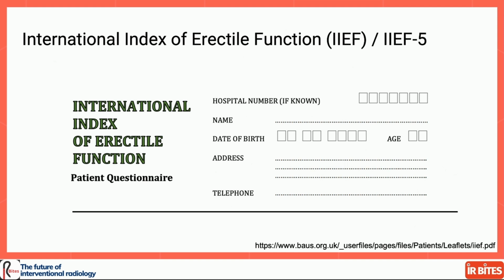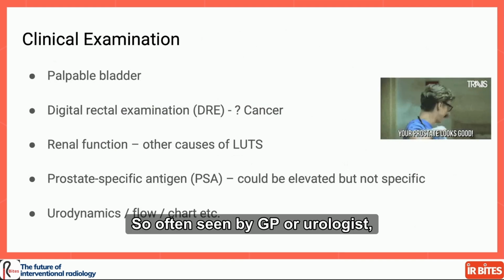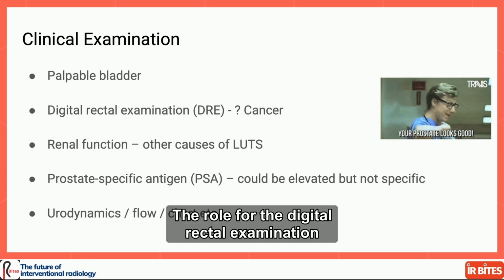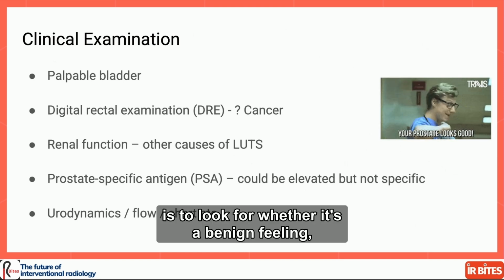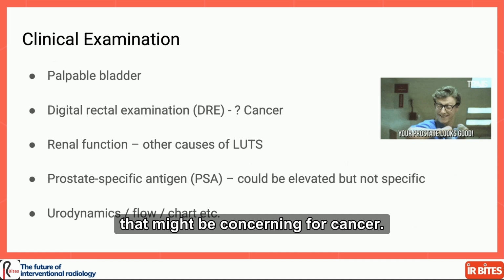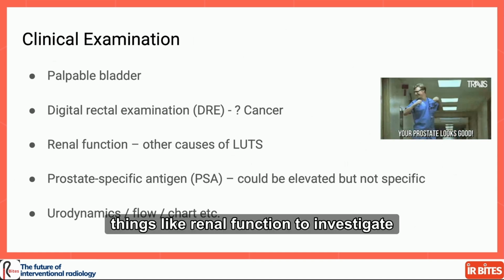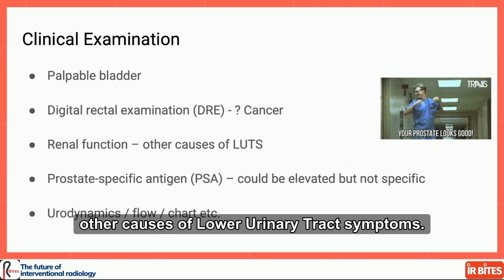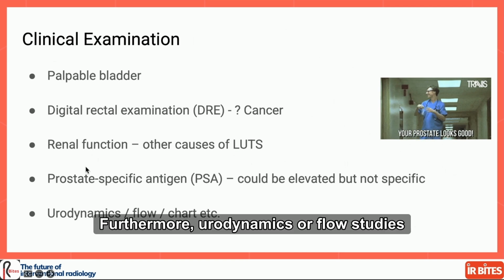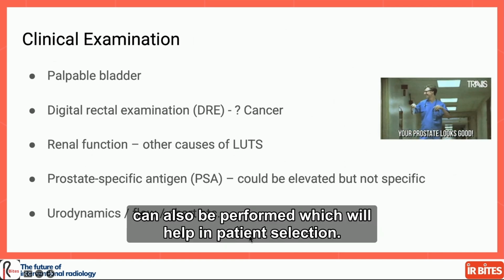Clinical examination, so often seen by a GP or urologist. They may have a palpable bladder from bladder outlet obstruction. The role of the digital rectal examination is to look for whether it's a benign feeling, smooth prostate, or whether there is irregularity or nodularity that might be concerning for cancer. Blood tests can be done, things like renal function to investigate other causes of LUTS, and the PSA could be elevated, but is not specific. Furthermore, urodynamics or flow studies can also be performed, which will help in patient selection.